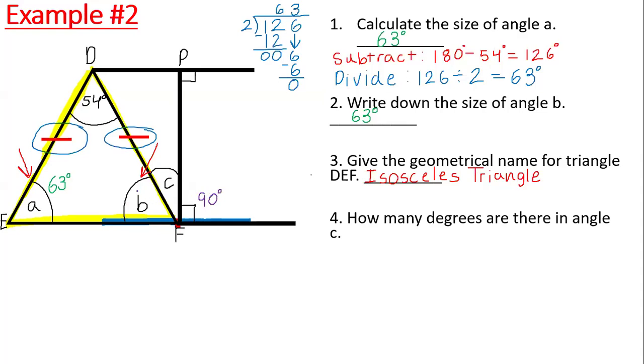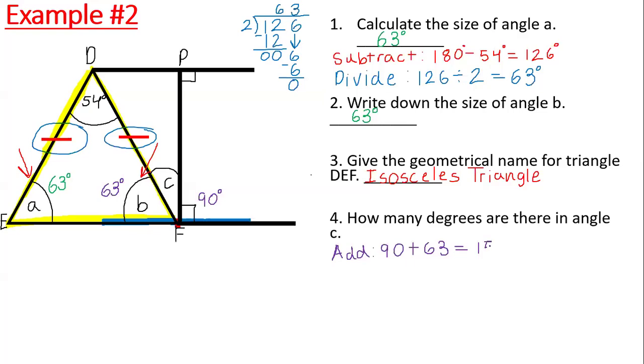And this one, angle B, what is the size of angle B? 63 degrees, very good. In order for us to figure out angle C, we have to do what? Add the 90 plus 63. And that gives us what? 153.